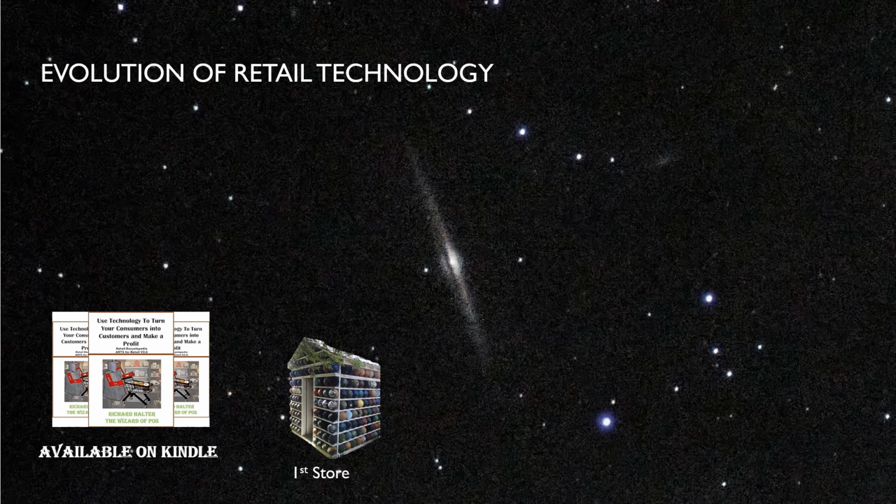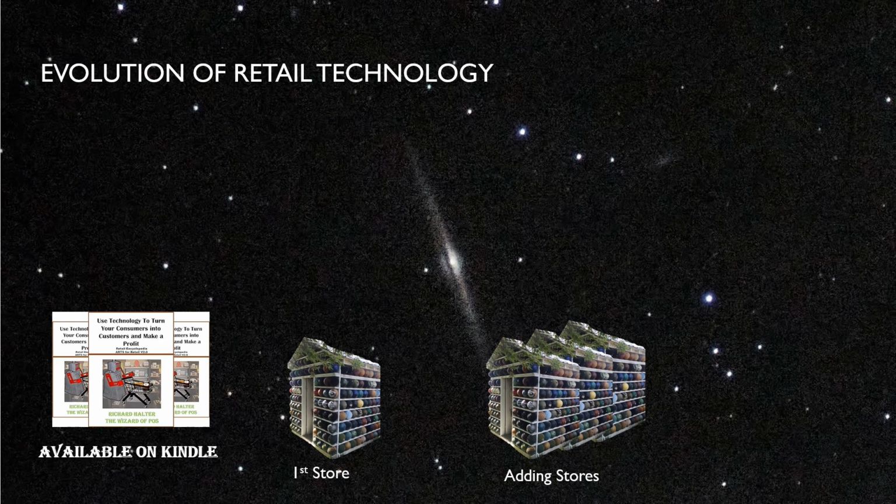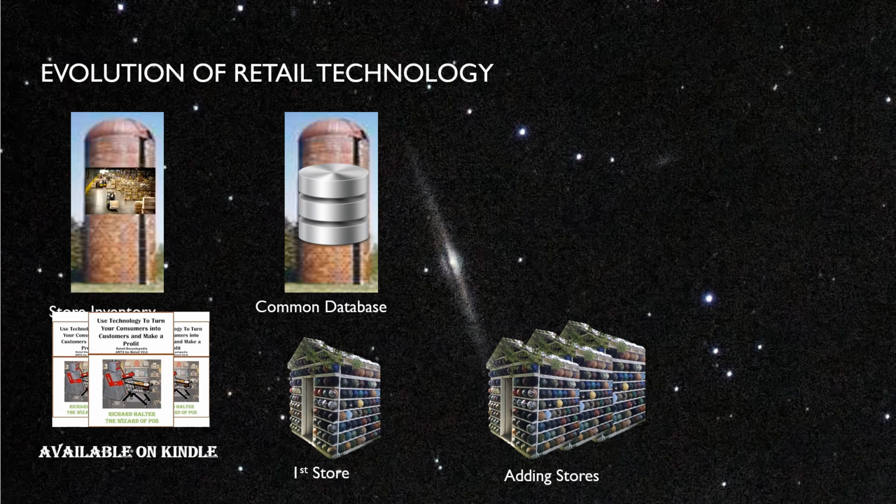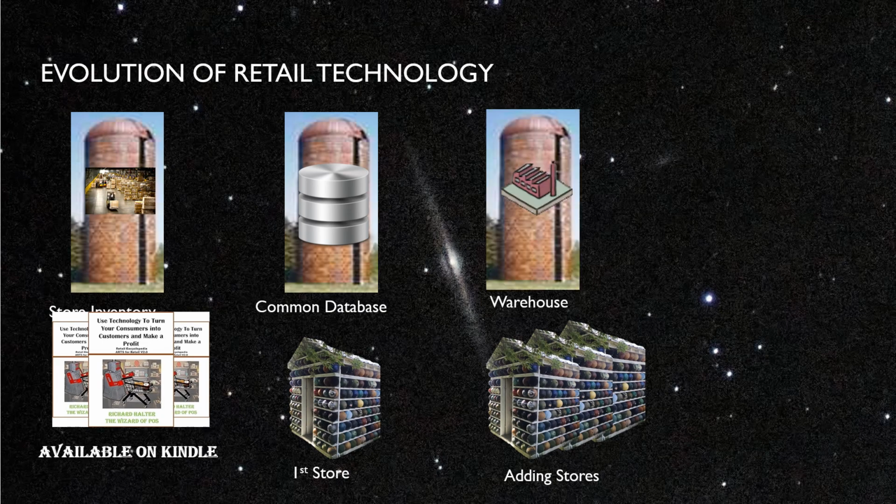So how did we get this way? What is the evolution of retail technology? So they started with one store, then eventually they added more and more stores, which led to the need for a common database so they could understand how the company was doing. So they created a silo for building this company-wide database. They then needed to be able to manage store inventories. And so they put a store inventory silo in place to handle that. And again, with multiple stores, you needed to optimize that by moving these into a warehouse model. And again, the warehouse was in its own silo.